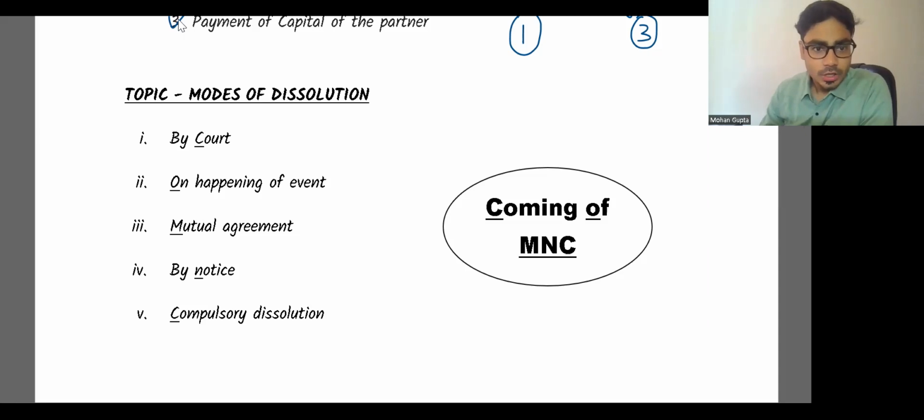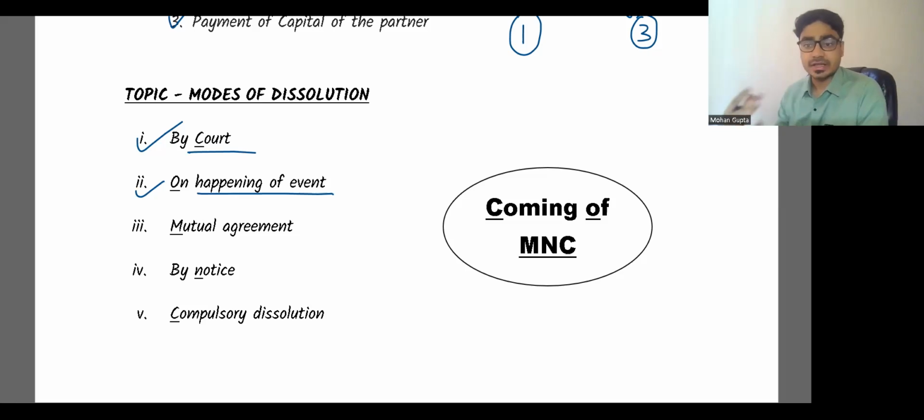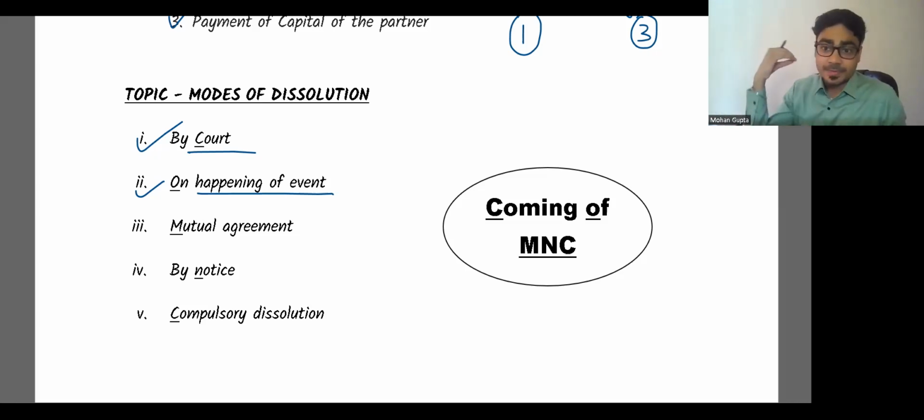So the first one is by court, the next one is on happening of an event. Another event can be that the partners did a business deal and the deal went terribly wrong and the partners are insolvent. They have no money at all. They are on the street. So insolvent, bankrupt. They have to close their business. Nothing is possible.